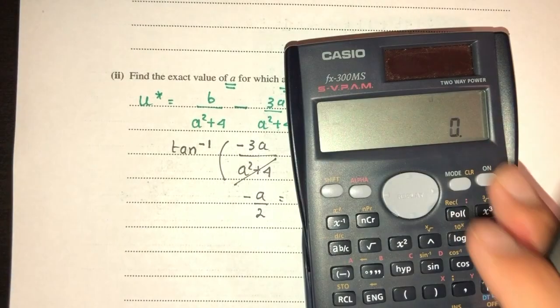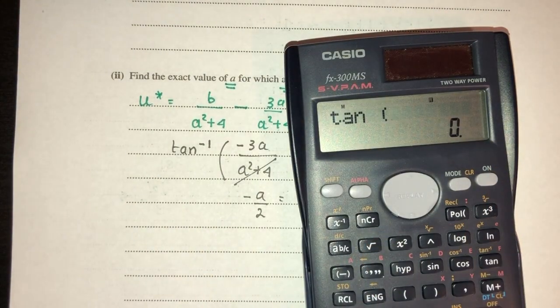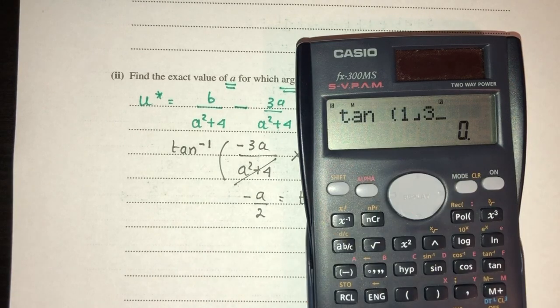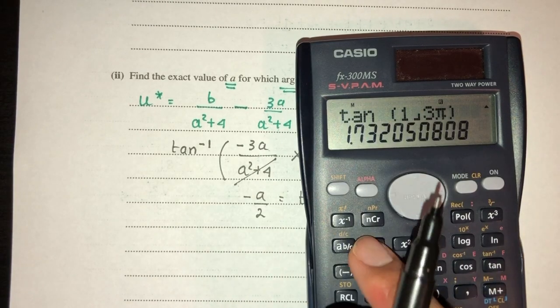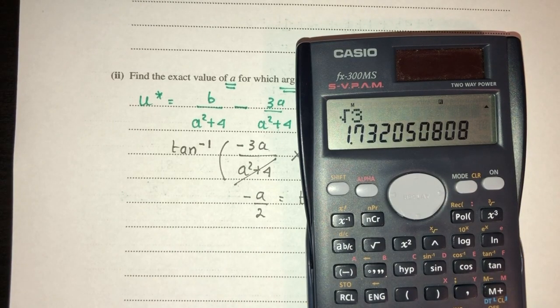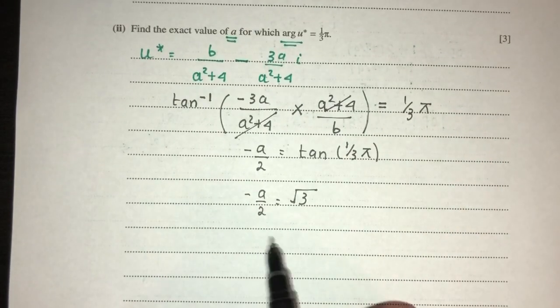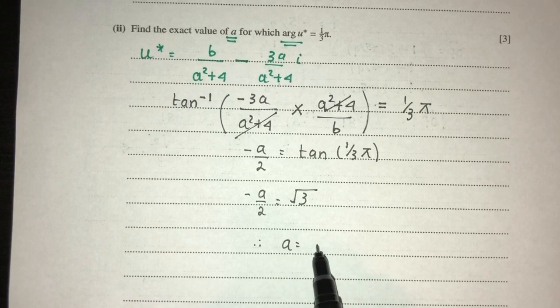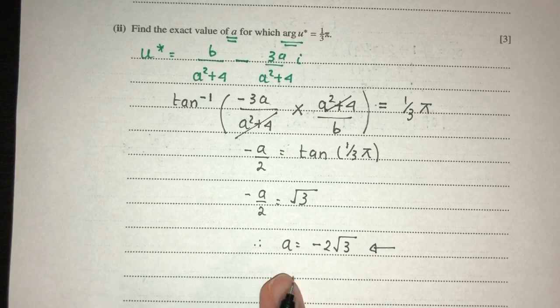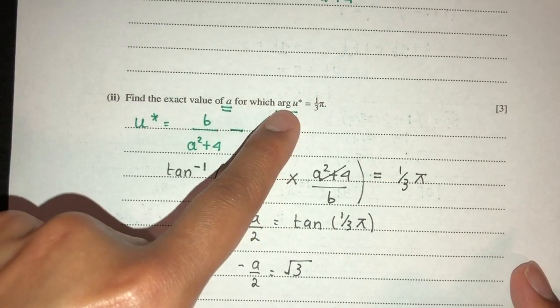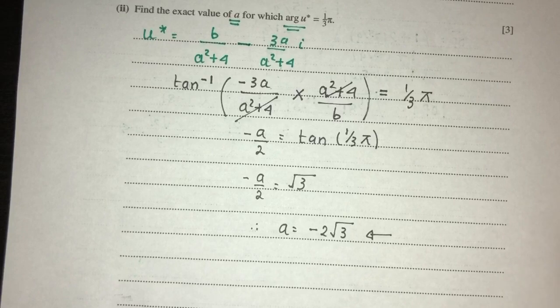So what is the value? Tan of 1 over 3 pi. That is root 3. Sorry, yeah, root 3. So minus a over 2 is equal to root 3. So from this, a is equal to minus 2 root 3. That is your exact value of a for which this is true. Okay, that will be part 2.